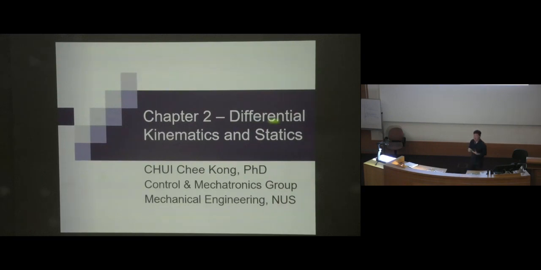Okay, we continue with Chapter 2 of the lectures. In Chapter 1, we were dealing with kinematics, meaning we look at the position of the end effector in relation to the joints. For differential kinematics, we want to do more. We also want to know the speed at the end effector, and the speed at the end effector is very much dependent on the velocity at the joints.